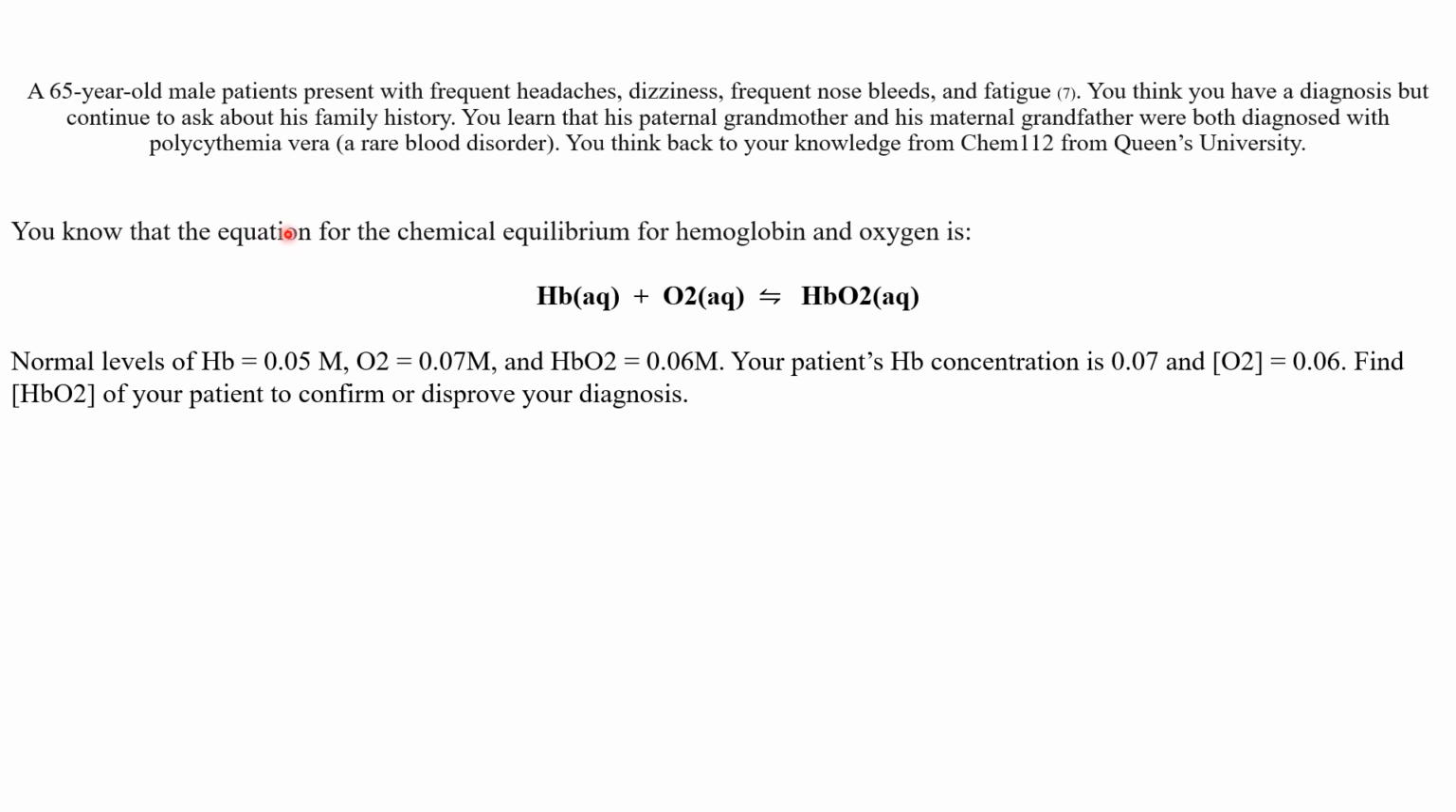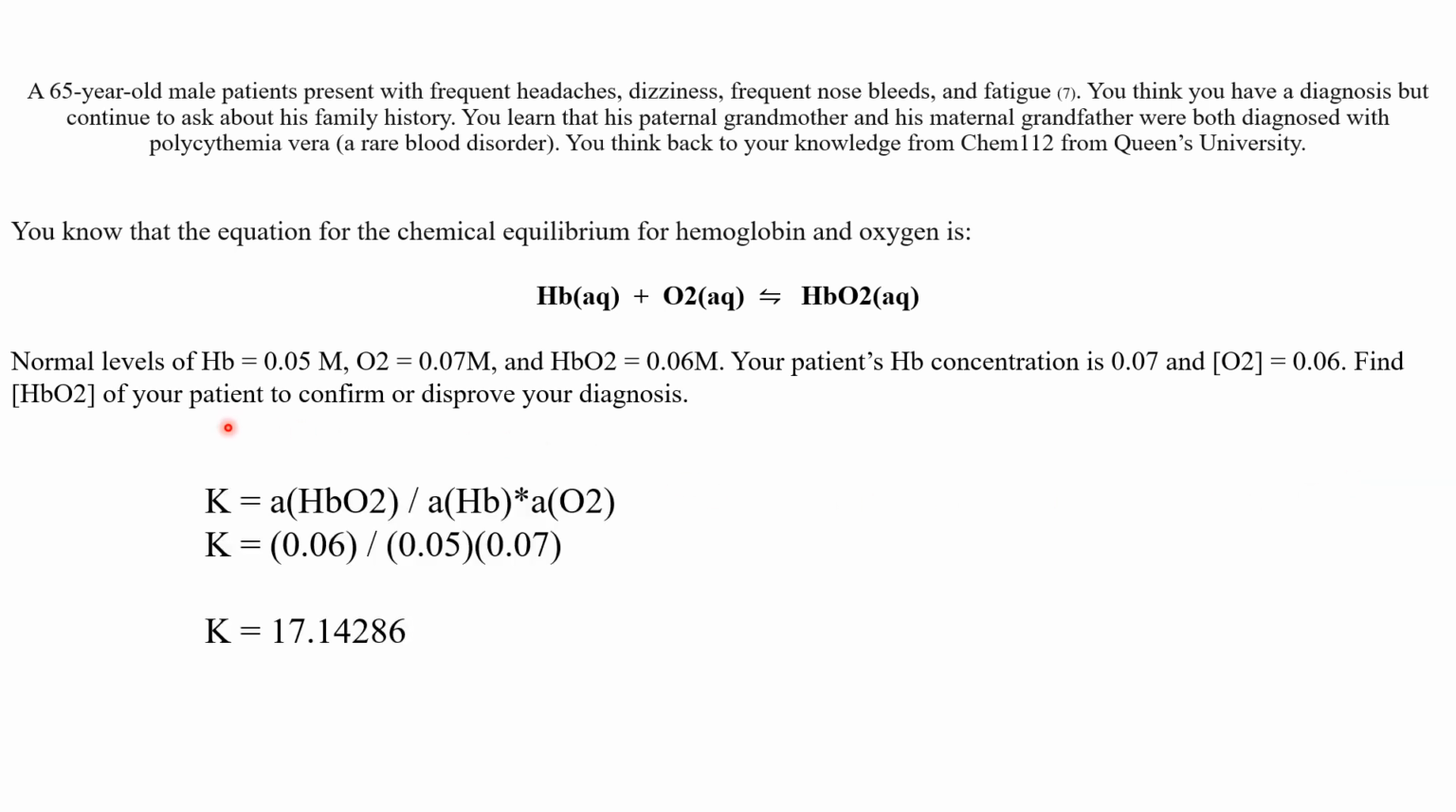Your first step is to determine the K value for this equation using the values given, because as we have covered, even if the concentration of the reactants in an equation change, the K value will not change. So when we lay out our equation for K with our products in the numerator and our reactants in the denominator, we find that 17.14 is the characteristic K value of this equation. This is the equilibrium constant for this reaction that we're going to use.